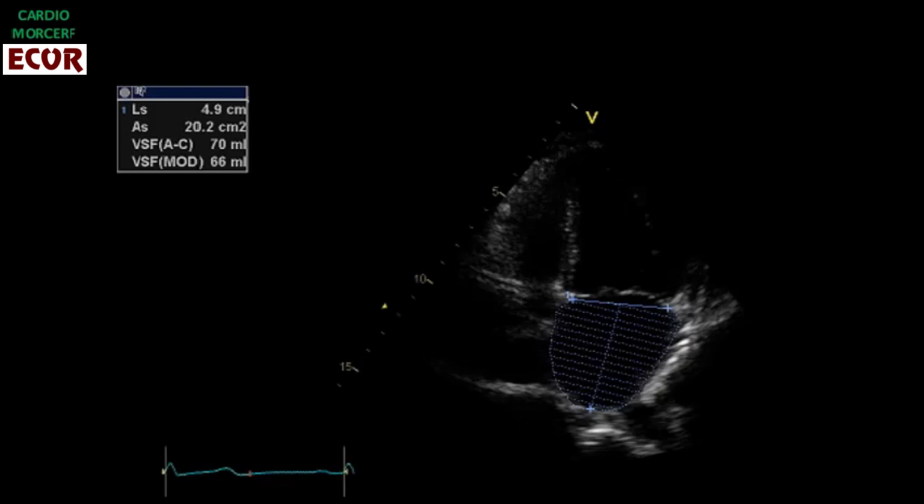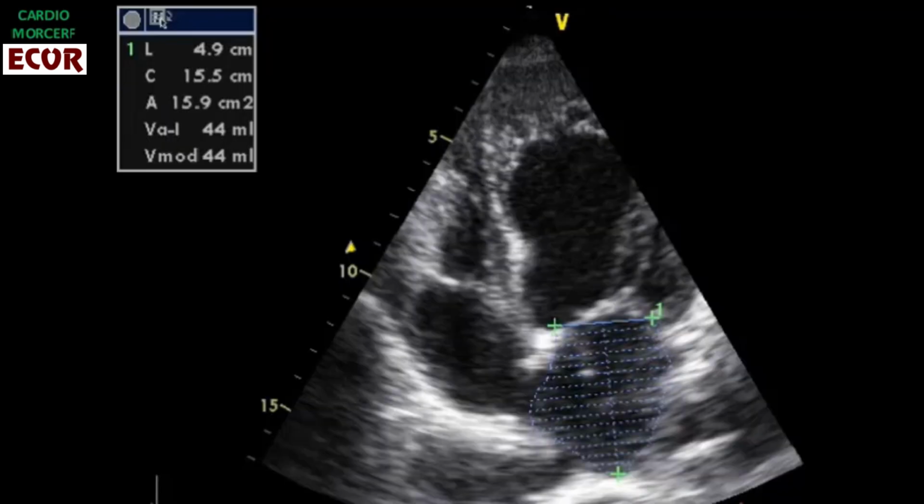When using these methods that need a planimetry of the left atrium, it is advisable to decrease the gain of the whole image, since the lateral resolution of the ultrasound diminishes with high gain and is worse at deeper structures such as the LA. So, much gain will give you a smaller volume.